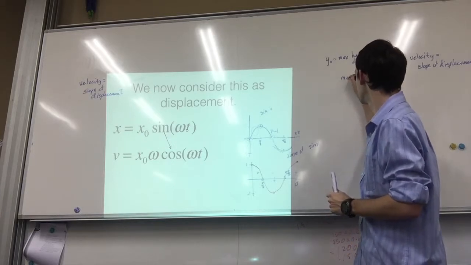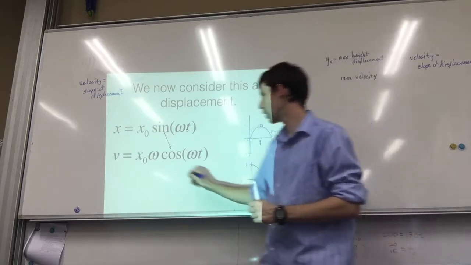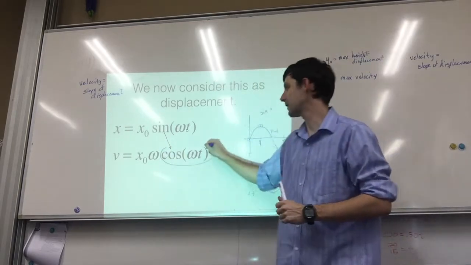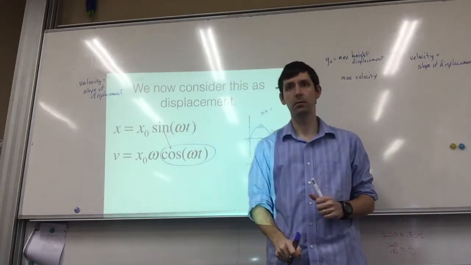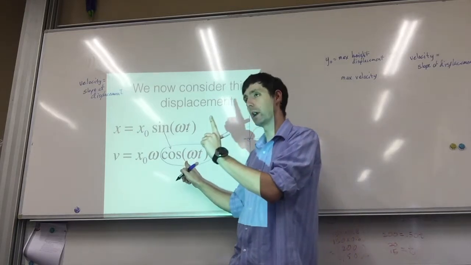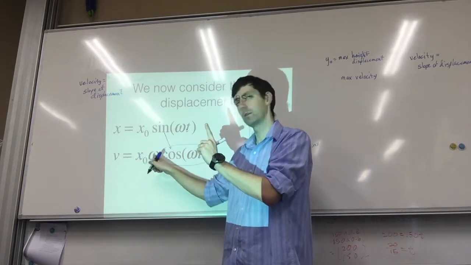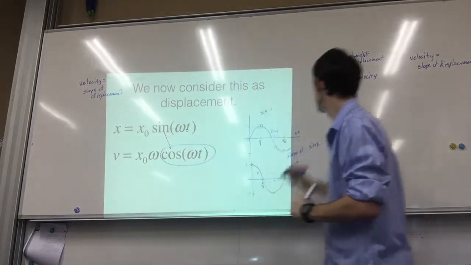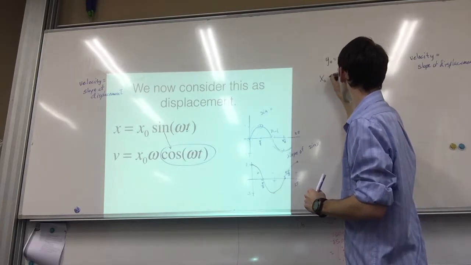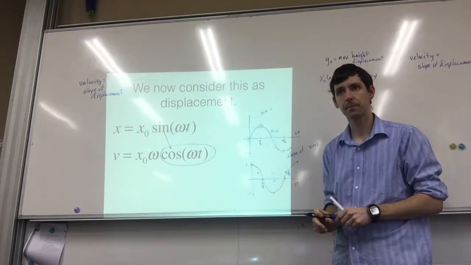At equilibrium. X not angular. Yeah, X not the thing. What is the biggest thing that cosine of omega t can be? 1. Biggest thing can be is 1. So if that's 1, that means the largest velocity is x naught times omega. So x naught omega is the maximum velocity.